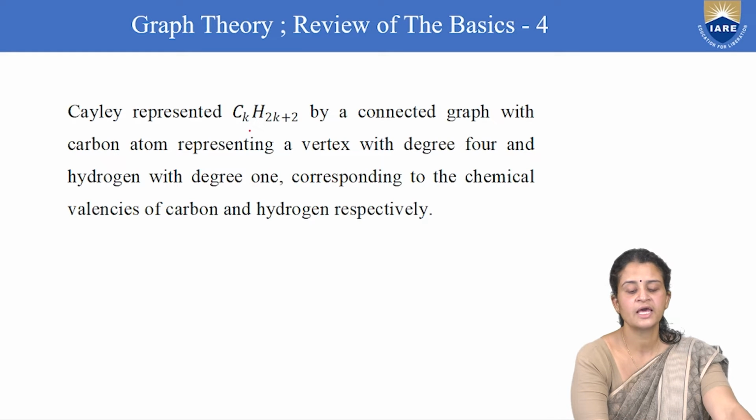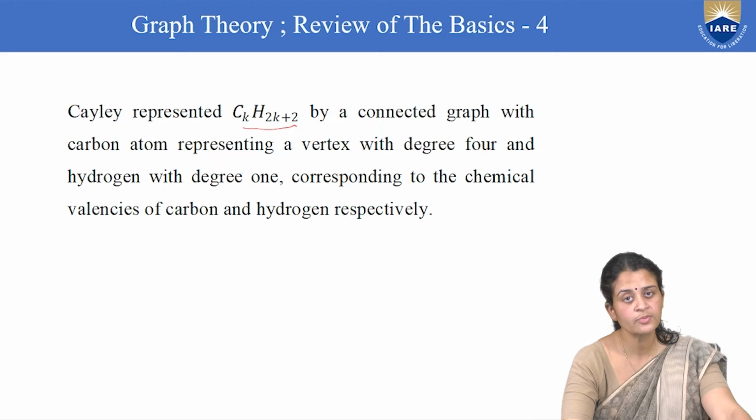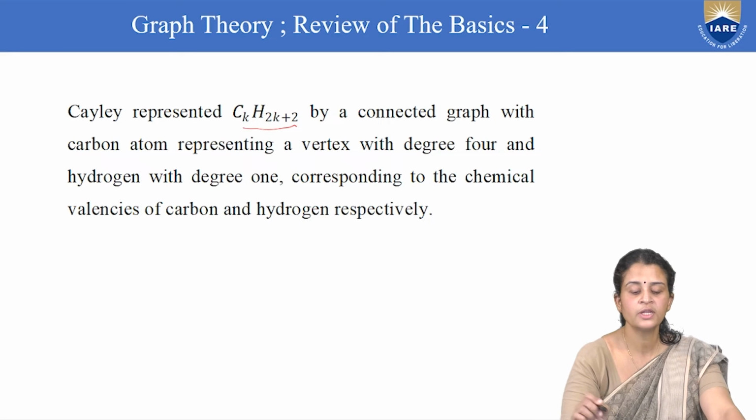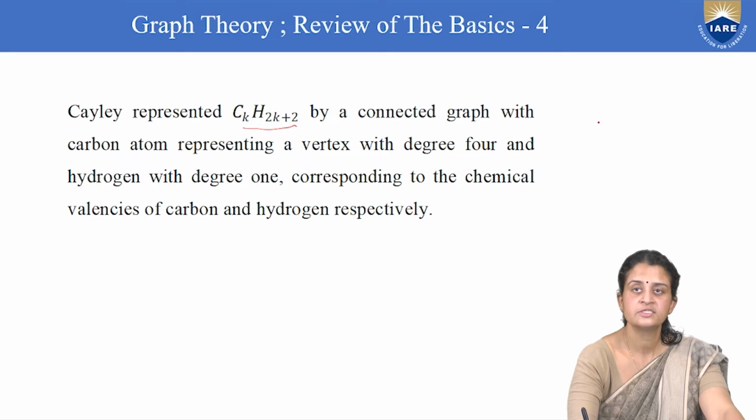Cayley represents CkH2k+2 by a connected graph with carbon atoms representing vertices with degree 4 and hydrogen atoms with degree 1. Why this for the carbon atom? We all know that carbon has a valency of 4 and hydrogen has a valency of 1. That is why Cayley represented CkH2k+2 by a connected graph with carbon atoms having vertex degree 4 and hydrogen atoms with degree 1.